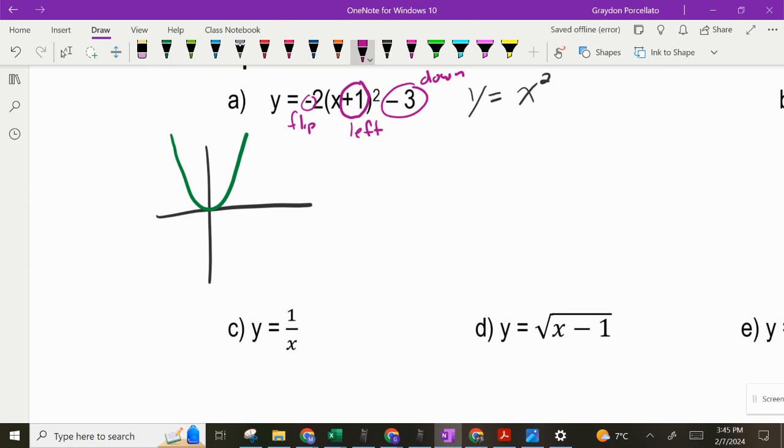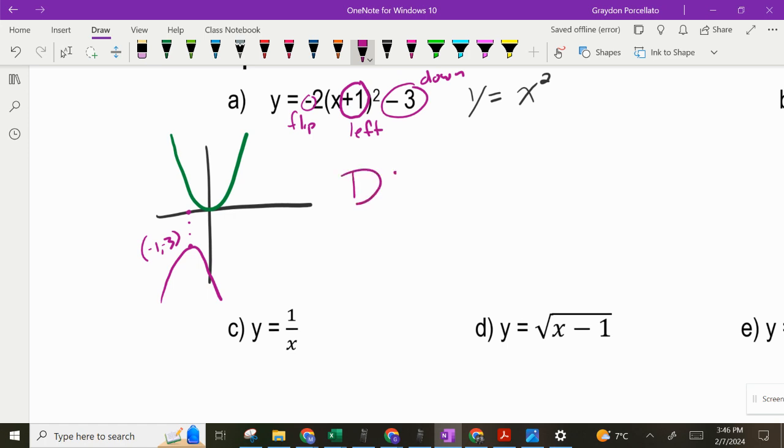Okay, so basically what we have, we're going left 1 over to the left 1, we're going down 3, 1, 2, 3, and our graph is being flipped. So our vertex here is -1, -3. That's our vertex. Now, can we write the domain and range of this function?